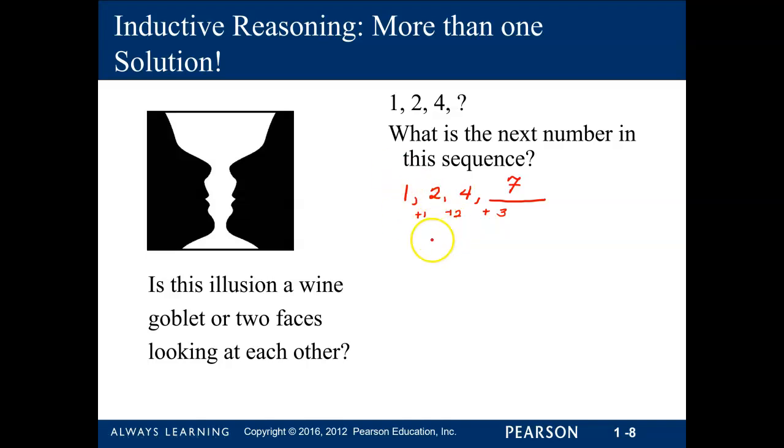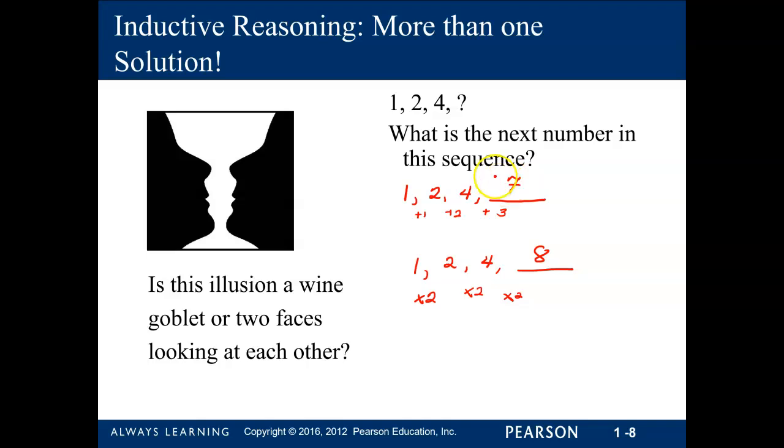Now, is there another possible answer that could be? So if you have 1, 2, and then 4, okay? One way to make 1 to become 2 is to multiply by 2, correct? So if you multiply by 2, 1 times 2 is 2. 2 to become 4 is also times 2. So if we're following this pattern, 4 times 2 is going to be 8.